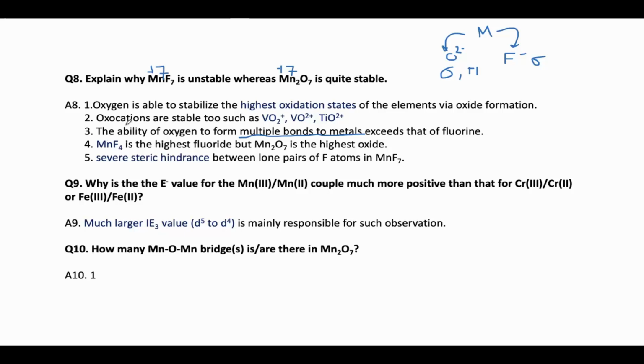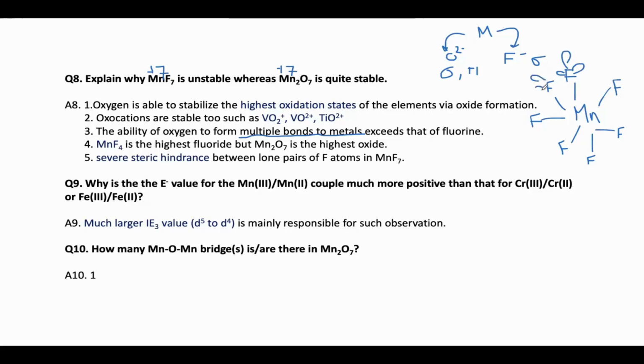There is some severe steric hindrance between all the lone pairs of F atoms in MnF7. So you can see here is the Mn, and we have these 7 fluorine atoms bound to this Mn. Now you know all the halogens carry 3 lone pairs. So 7 fluorine atoms will be surrounding this manganese +7 center. You all know that a metal-fluorine bond is very short, because the bond length is short. That's why all the lone pairs of electrons will be here.